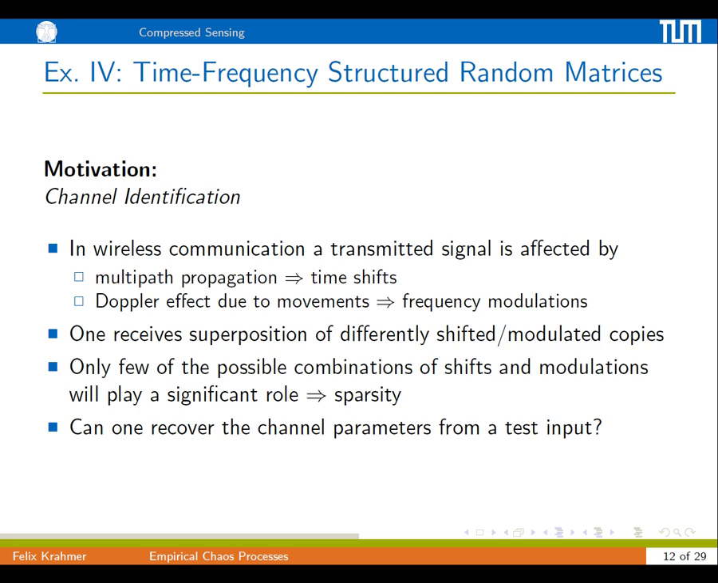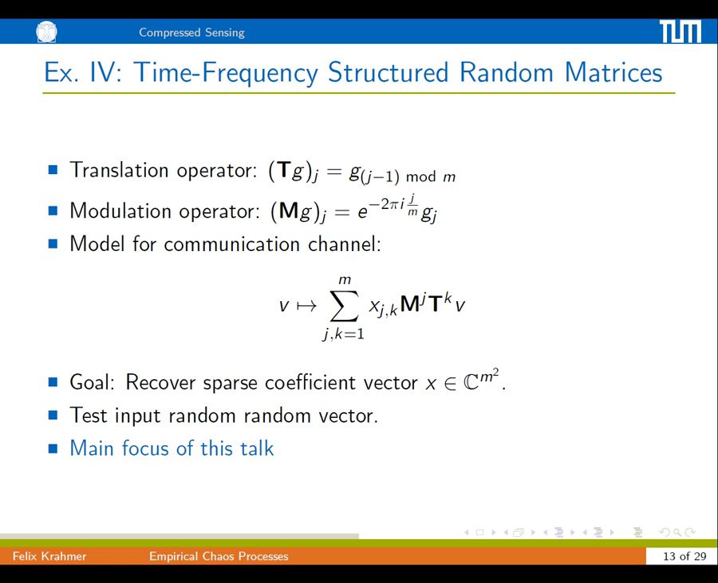The model, what we get is this here. We have a translation operator, which is just what has been in a lot of the previous talks: translation and modulation. And then the model for the communication channel that we get is this one here. So the signal X, the sparse coefficient vector describing the channel that we want to recover, is the coefficient that tells us how often the different combinations of modulations and translations of our signal appear.